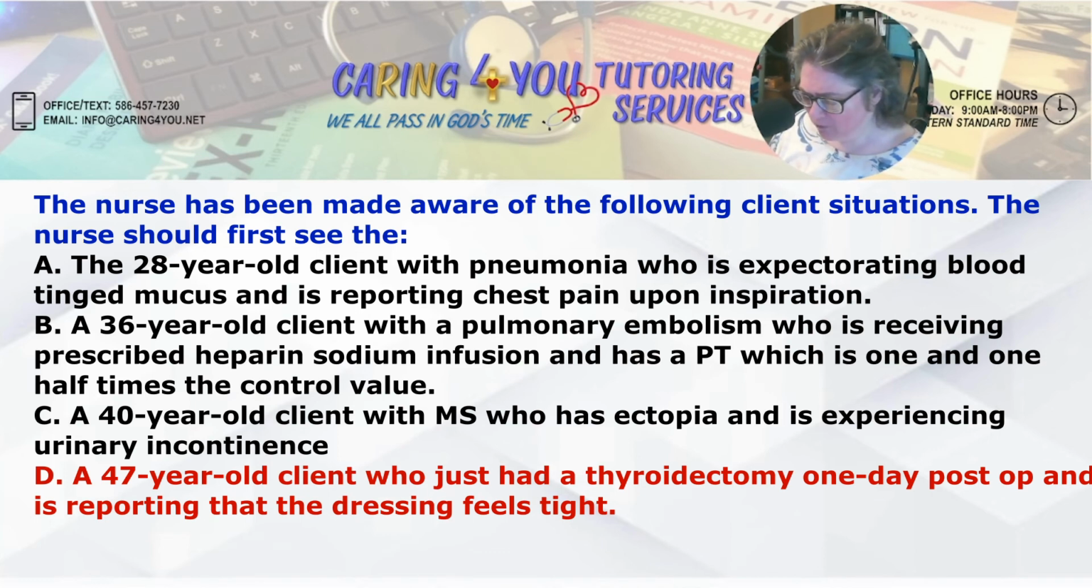A 40-year-old client with MS who has ectopia. Ectopia, what's ectopia? A displaced organ, right? This is something chronic. So if their kidney is displaced, of course they're going to have kidney problems. This is an expected finding. So we want to check on D because the dressing feeling tight should not be happening. A tight dressing could be a sign that the morning nurse just put the dressing on too tight. Simple as that. Or it could be an infection. So let's check the dressing. All right, very good.